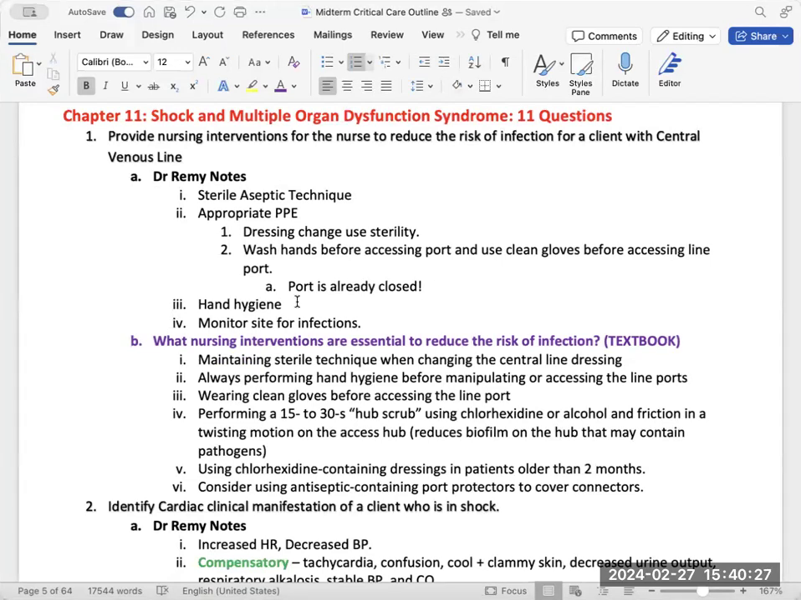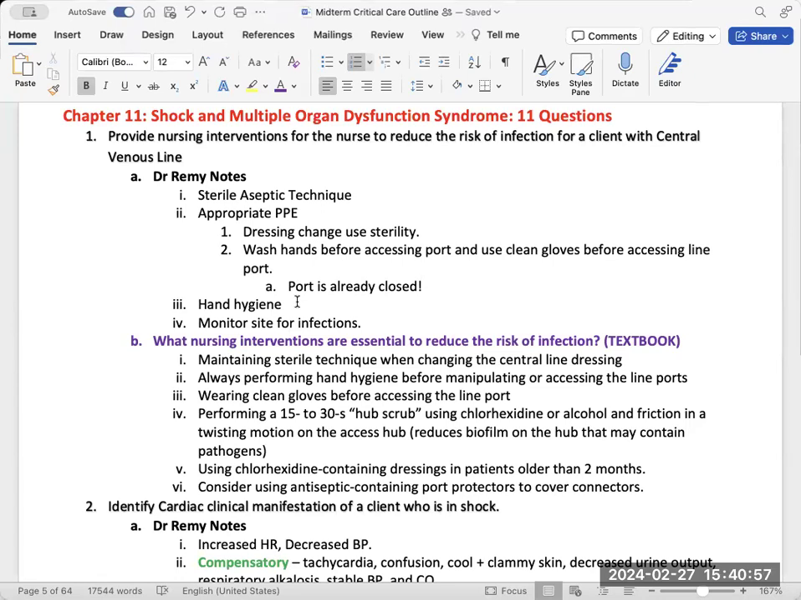When we're changing the dressing or doing dressing changes, it's sterile. We always need to perform hand hygiene before manipulating and accessing the line ports. If this was a select all that apply, even if I didn't know about the sterility, non-sterility, I would know to pick hand hygiene if I'm going to be dealing with something. That's always something we want to pick, right? They should always have good hand hygiene. So maintaining sterility when we're doing dressing changes and performing hand hygiene before touching or manipulating those lines.